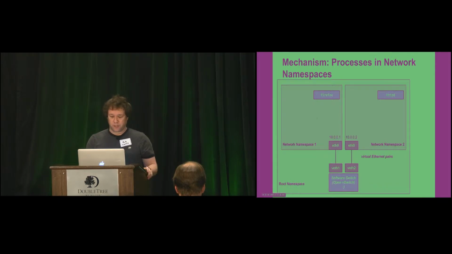And so we create one network namespace with one virtual Ethernet interface that has Firefox in it and another with HTTPD in it. We can assign separate IP addresses to each interface, connect them via virtual Ethernet pairs to a software switch, which is probably going to be Open vSwitch. It's the most common and popular software switch that Mininet uses.